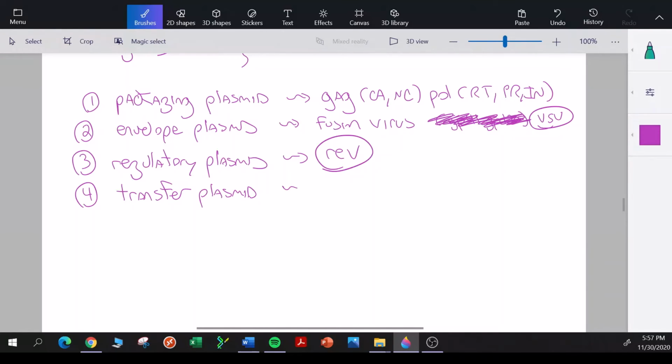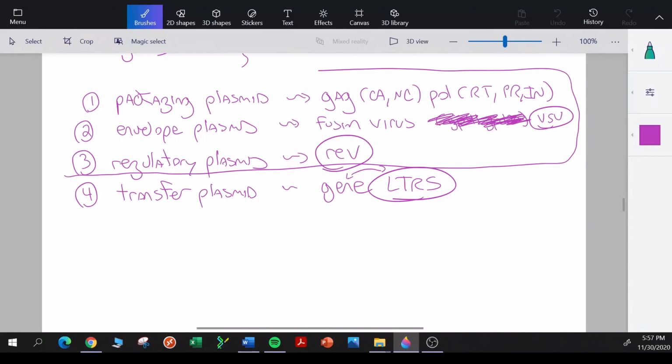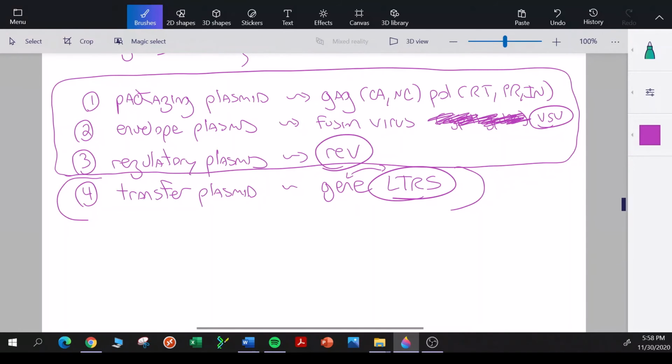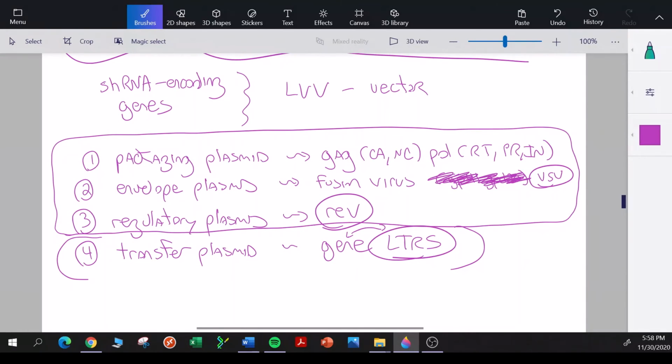And the transfer plasmid is going to have the gene in between the LTRs, the long terminal repeats that are typical of a lentiviral genome. So the gene we want to put in the cell is going to be between the LTRs in the transfer plasmid. All 3 of the other plasmids are all set. We don't need to do anything there. They're the same every time, essentially. We may change out the envelope plasmid for a different one now and then, depending on the target cell. But the transfer plasmid is the one we need to modify if we want to use a short hairpin RNA encoding gene to silence a gene in a target cell.